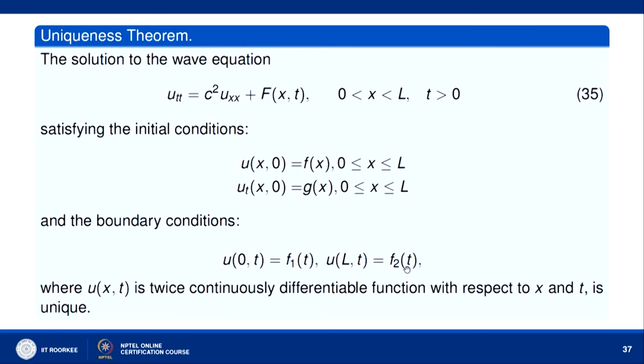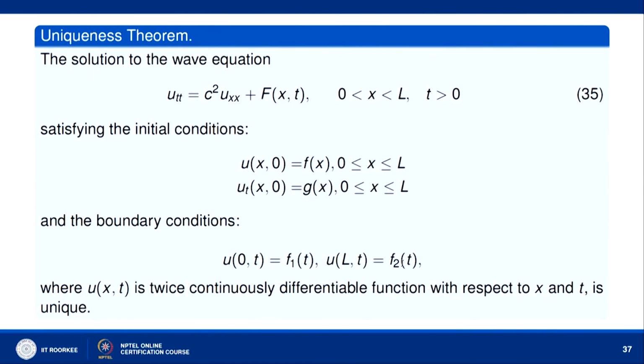And also that here your endpoints are not fixed. In fact, endpoints are given as f1 of t and f2 of t. It means that the endpoints are not fixed; they depend on some functions, say f1 of t and f2 of t. So, as t is increasing, the endpoint is also moving. So, it is a moving endpoint problem, and we say that if it has a solution, that solution must be unique.